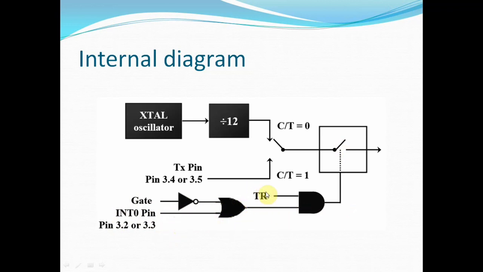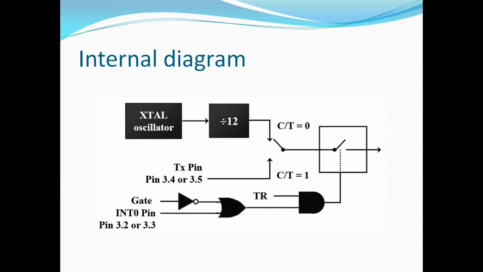This TR is a timer run bit. So whenever you want to start your timer, you have to always keep this bit equal to 1, and whenever you want to stop the timer, then at that time you have to make this bit equal to 0. So the TR bit is basically a controlling bit. Along with the TR bit, another signal is also required, but that depends upon what you are going to apply on this GATE bit. All these things I am going to explain in my next video.